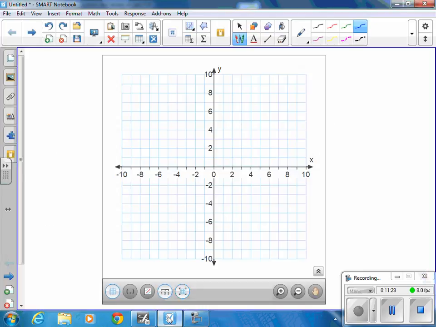And the first inequality was y is less than or equal to 2x plus 2. So here's positive 2, and then the slope is positive 2. So that's up 2, right 1, up 2, right 1. Okay, and because it has an equal to piece, it's a solid line. Right? So this would be my line coming through here, a little bit more accurate than that.